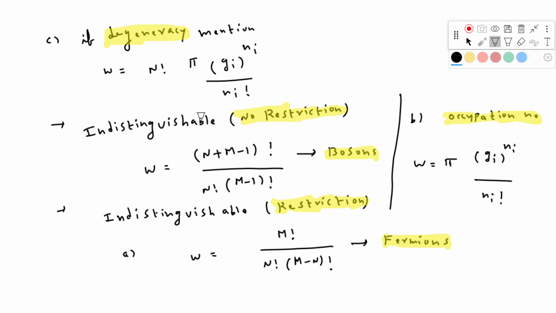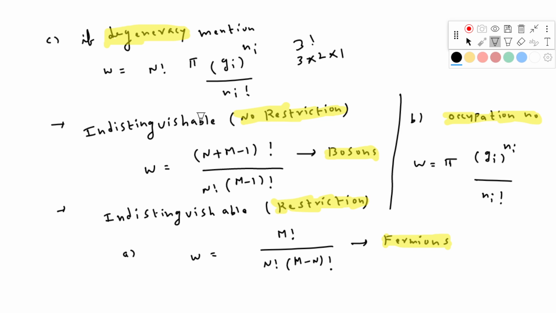Next condition is indistinguishable particles. Till now we have seen distinguishable particles. Now these are indistinguishable. Indistinguishable means same particles. Again, no restriction. If this condition is there in the question, then you have to use this formula: (N plus M minus 1) factorial over N factorial into (M minus 1) factorial. You know how to find the factorial. Suppose I have 3 factorial, then you have to write 3 into 2 into 1. I hope you have this basic idea on factorial.